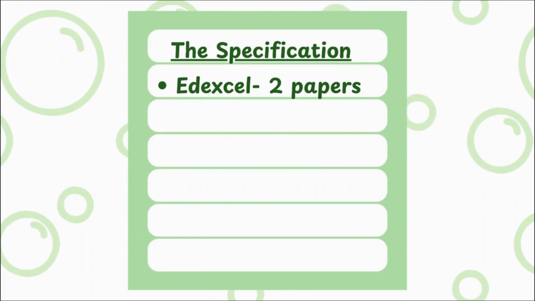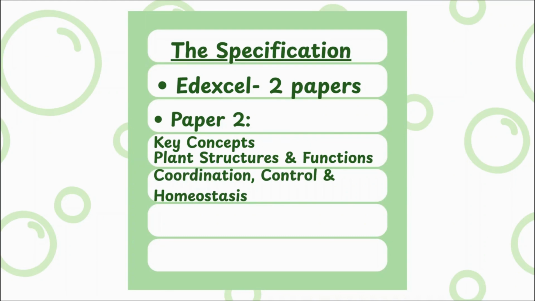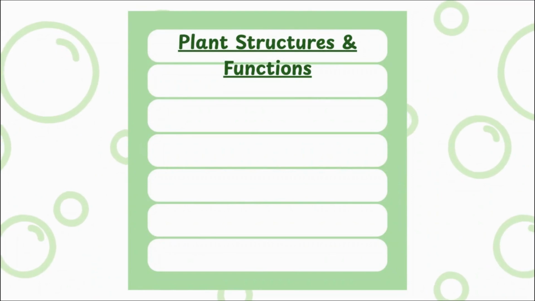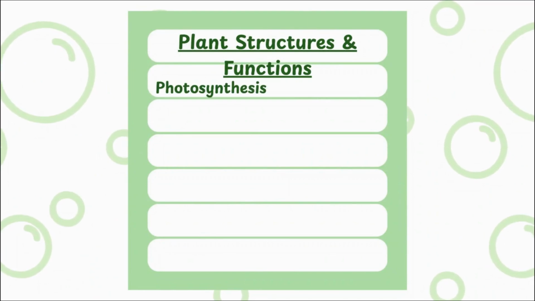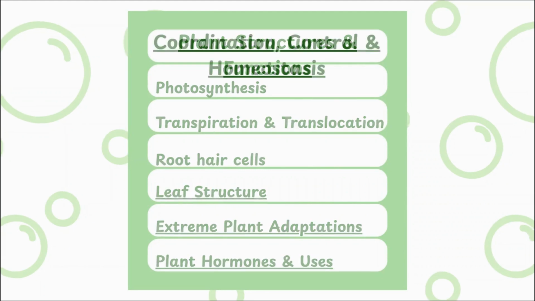Then back to the spec, remember there were two papers. So paper 2, we've got the key concepts again, plant structures and their functions, coordination, control and homeostasis, exchange and transport in animals, and then ecosystems and material cycles. So plant structures and their functions, we've got photosynthesis, transpiration and translocation, root hair cells, leaf structure, and extreme plant adaptations, or the adaptations of plants in extreme environments, and then we also have plant hormones and their uses.